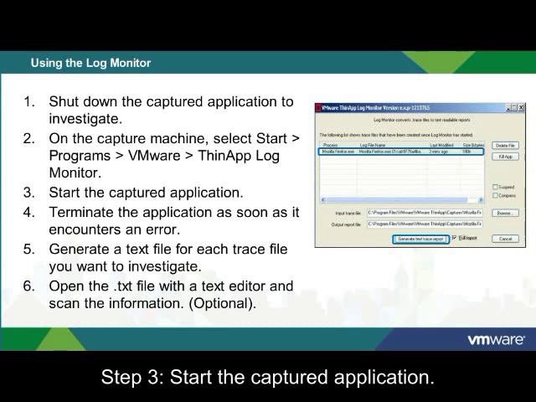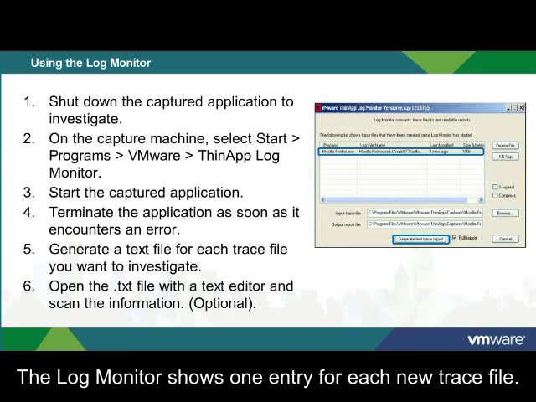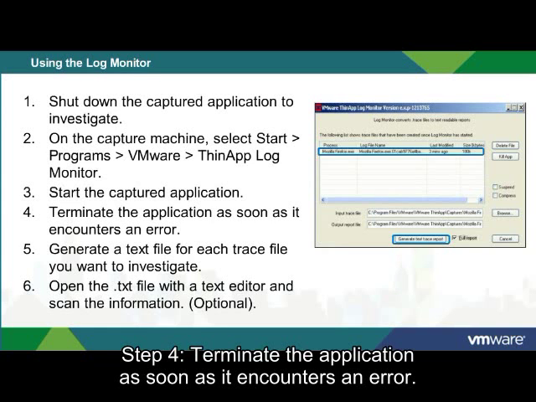Step 3. Start the captured application. As the application starts, a new entry appears in the Log Monitor list. The Log Monitor shows one entry for each new trace file. Each file does not necessarily correspond with a single process. Step 4. Terminate the application as soon as it encounters an error.